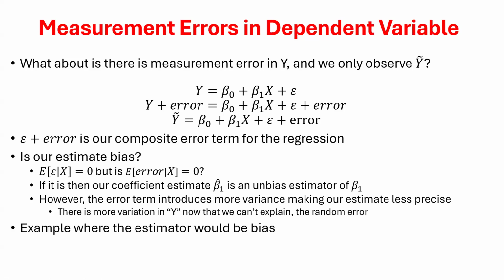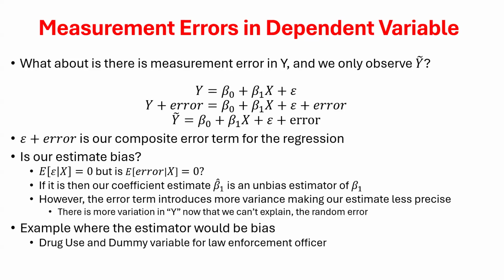Now, when will the estimator be biased? Anytime the expected measurement error given different values of X is not equal to 0. You can think about it without getting too lost in the expected value: really, all this is saying is that the measurement error doesn't depend on the values of X. If it does, we're going to have a biased estimator.